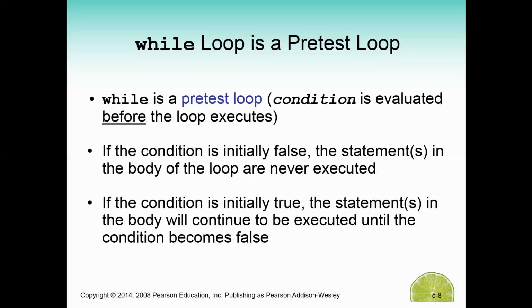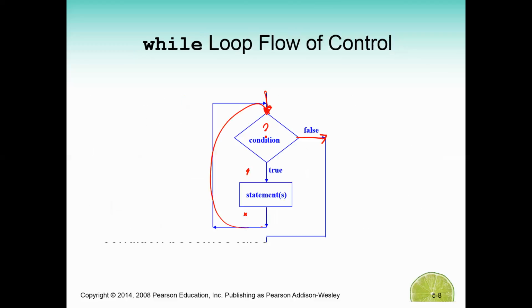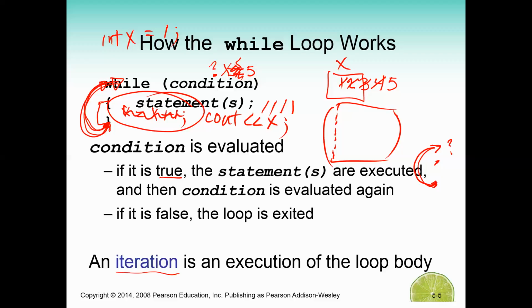We call this a pre-test. The while is a pre-test. Why? Because the condition is going to be evaluated before the loop, before we enter the loop. We know that if initially it's false, and that was the first example that I gave you, we never enter the loop, right? When it was greater than 5, and it was not, so it didn't go inside the loop. When it was equal to 5, it was not, so it never got into the loop.